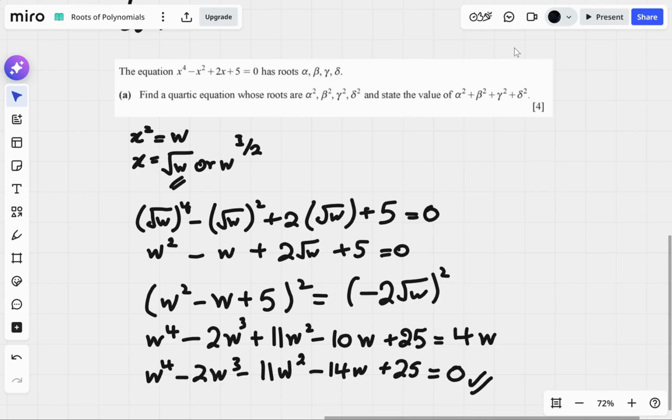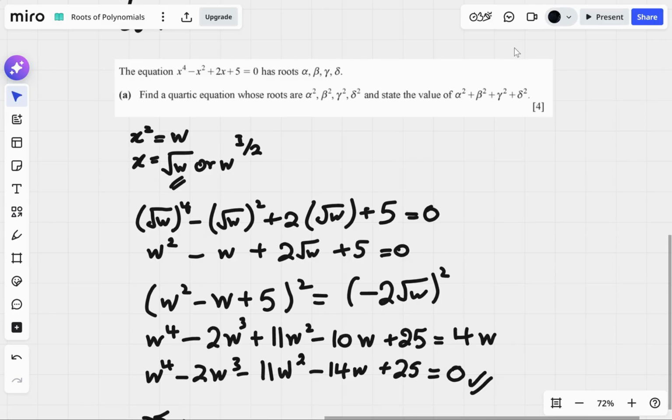So the original equation that we had in the question, x power 4 minus x squared plus 2x plus 5, had the roots alpha, beta, gamma, and delta. And the new equation we just found has the roots alpha squared, beta squared, gamma squared, and delta squared, not the non-squared variant of that. And the last part asks for the value of alpha squared plus beta squared plus gamma squared plus delta squared, which is pretty easy. We just consider the new equation because that already has the roots, and we just write it as the sum. So that is going to be the sum of roots.